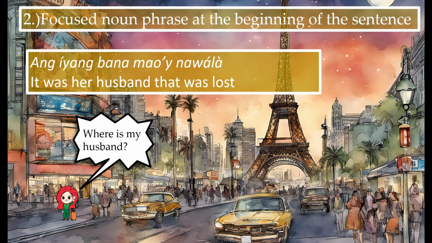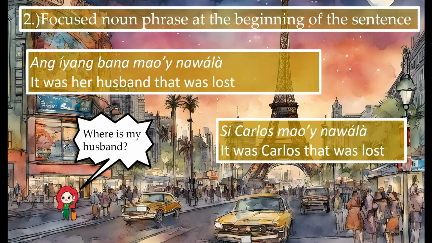So ang is marked again because the word husband is a common noun, right? Now, if we substitute this phrase, like her husband, with a name like Carlos, then you cannot use ang, you have to use si. So, si Carlos maoy nawala. So it was Carlos that was lost, or that got lost, right?